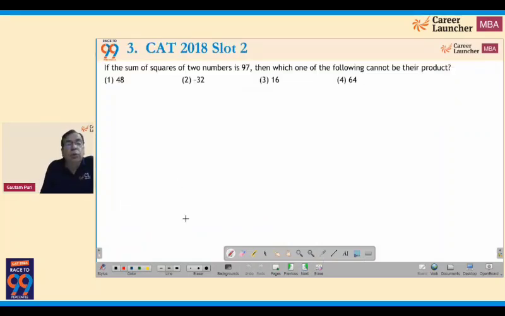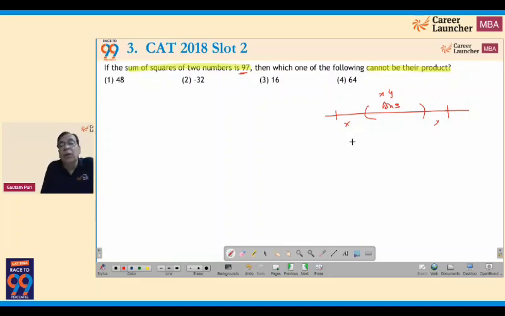The sum of squares of two numbers is 97. Which of the following cannot be their product? Now in all such questions, there's one thing which you need to remember. The numbers which satisfy, their product can be here. 3 out of them will be here. That means 1 will be either here or here. What does that tell you? That tells you your answer is an extreme choice.